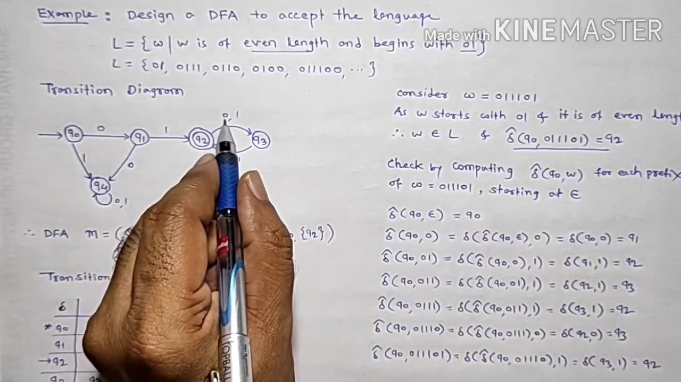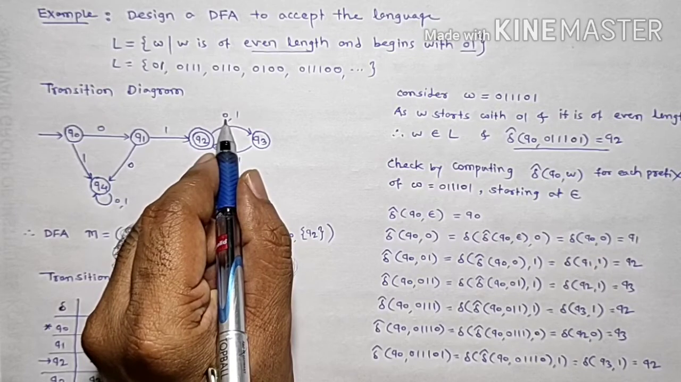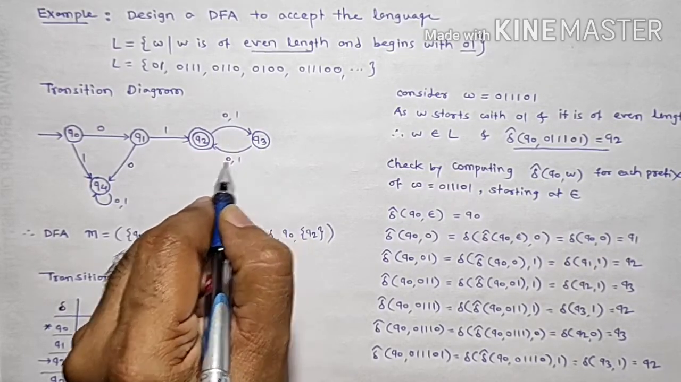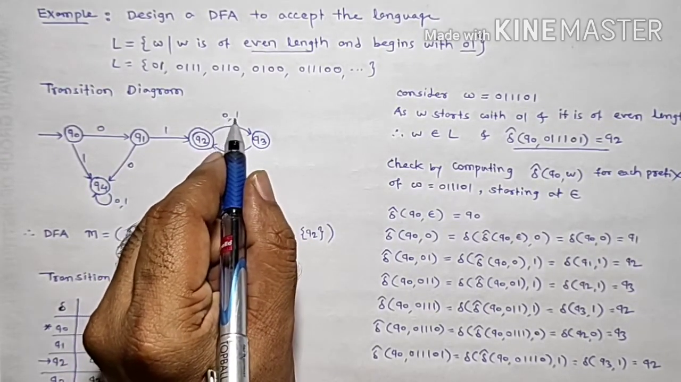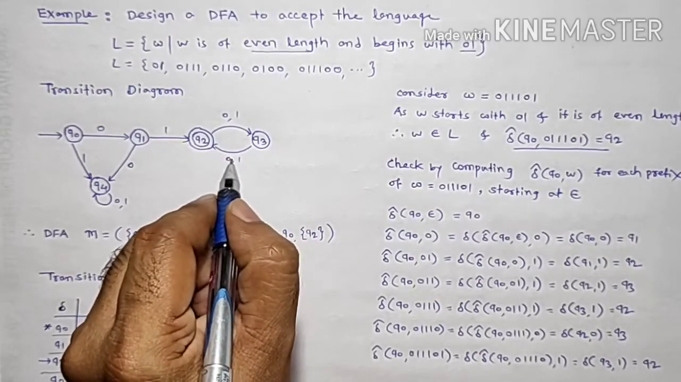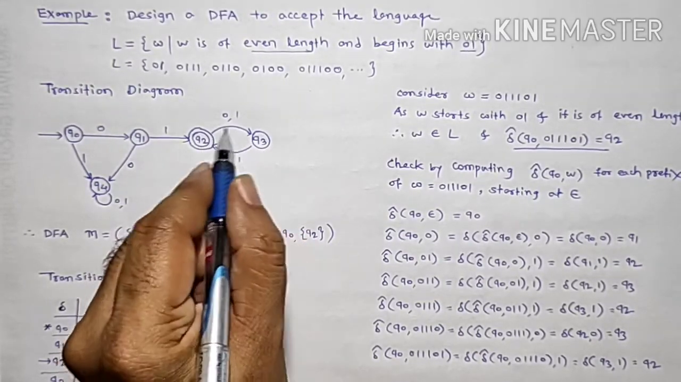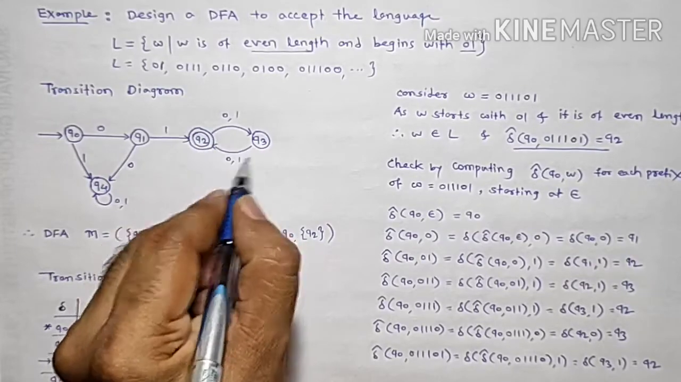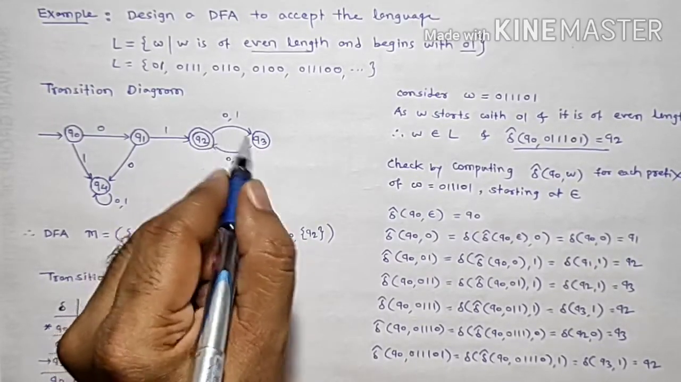See that in the first loop its length is 2. Suppose the first bit is 0, the second may be 1 or 0. Or suppose the first is 1, the second may again be 0 or 1. So first loop, second loop. In every iteration the length is increased by 2: 2, 4, 6 like that.